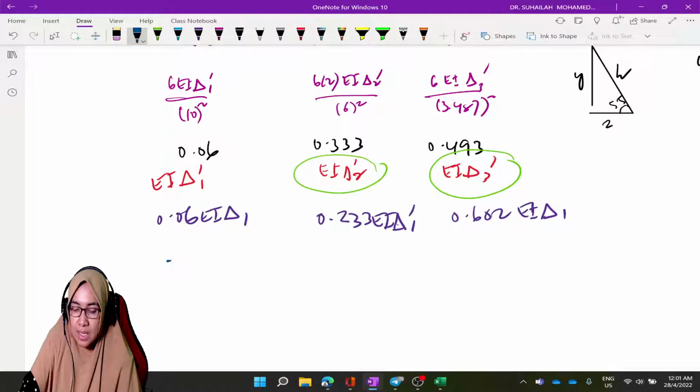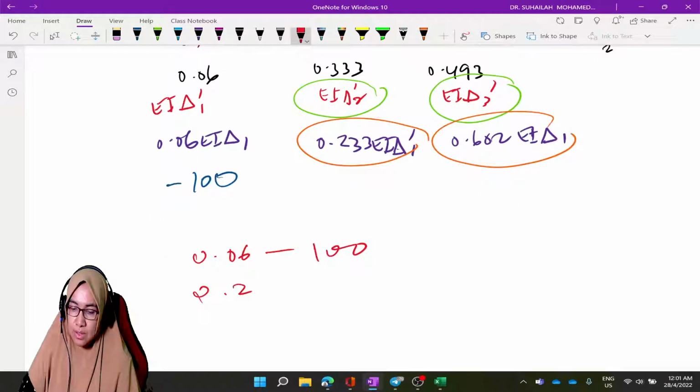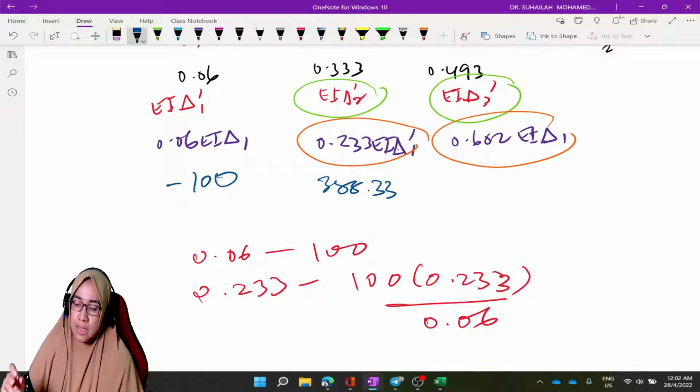So it is as simple as this. If 0.06 is equivalent to 100, then 0.233 is equivalent to 100 times 0.233 divided by 0.06. So it is 388.33. Okay, so this is positive.